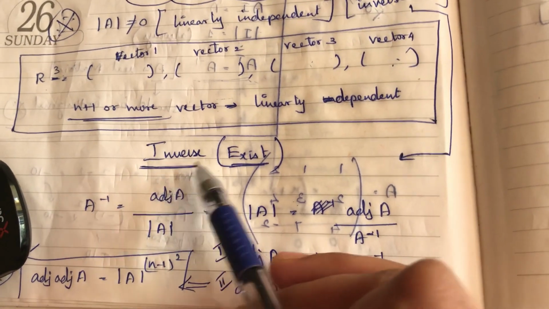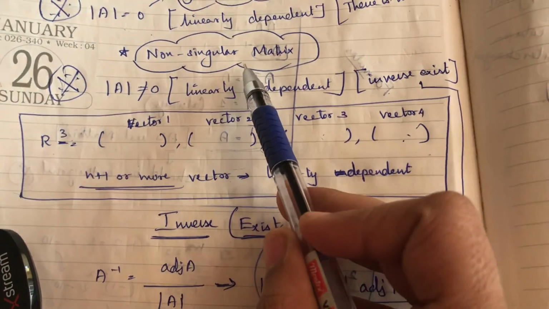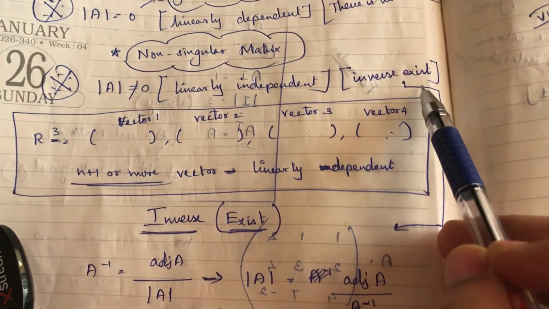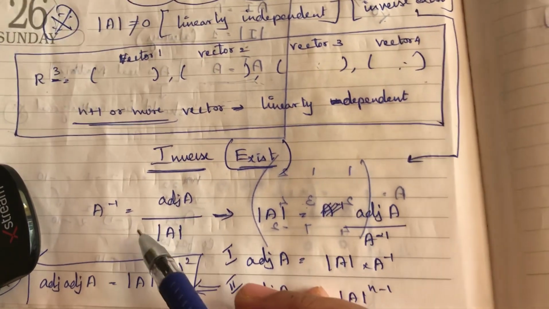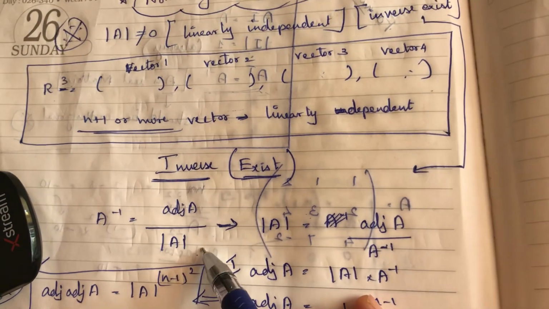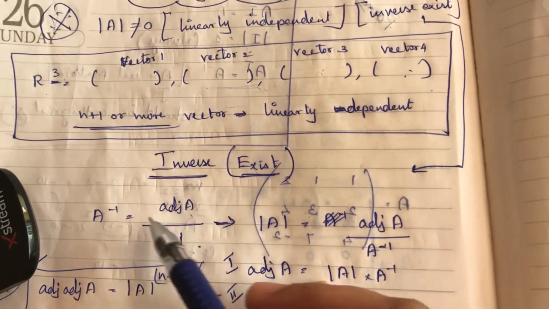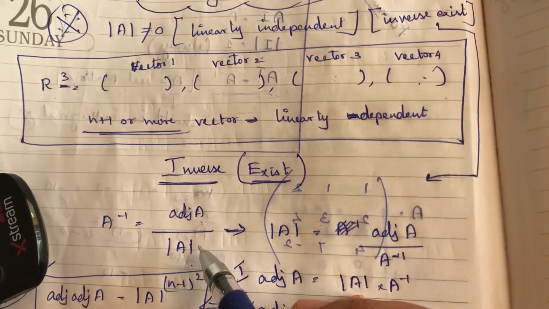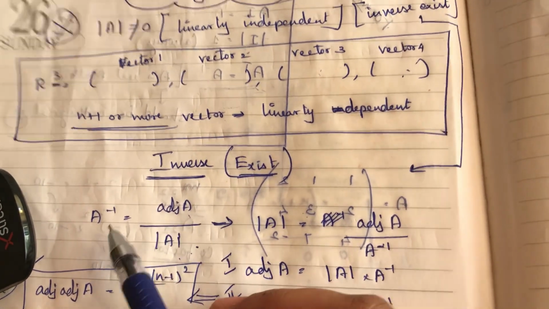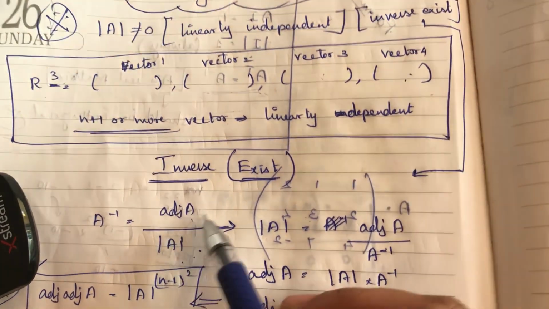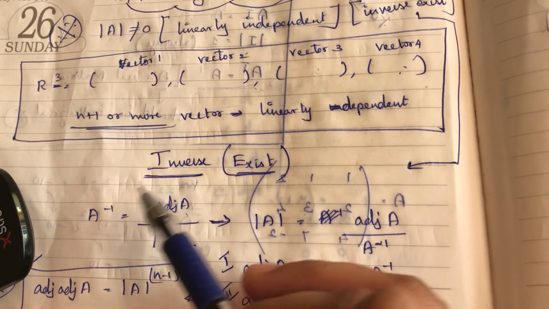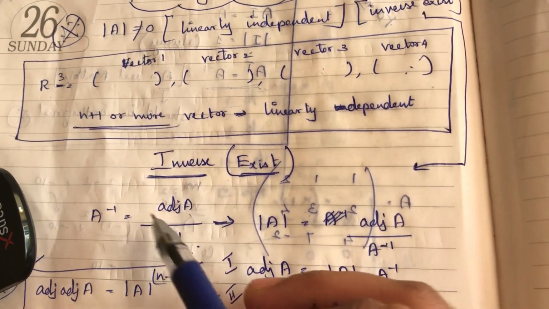So how do we find this inverse? We already said in a non-singular matrix, where there is a negative one, a positive one will happen, like inverse exists. So how to find this inverse? A inverse is equal to adj A by determinant A. This is the formula. Like we wrote the formula as 1 by determinant A into adj A in our school days. So A inverse is equal to adj A by determinant A. We can get two more conditions from this formula.